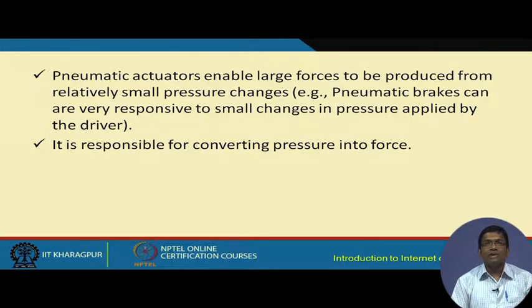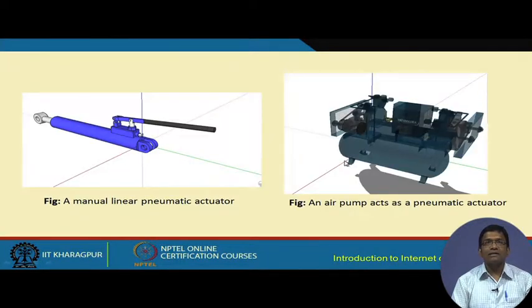The advantage of these pneumatic brakes is that they are very responsive to small changes. If the brake is pressed a little bit, they act quite fast. Basically, the pressure put on the brake is converted into force pretty fast. This is one of the advantages of these pneumatic actuators.